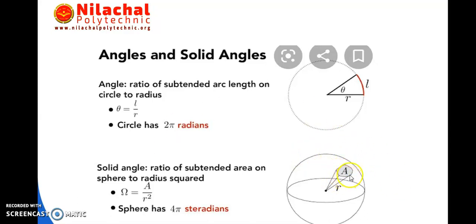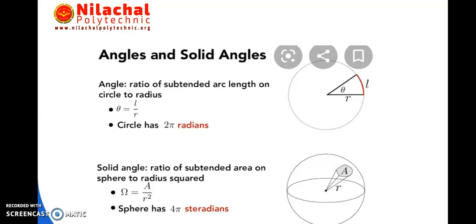The ratio of subtended area on the sphere to radius square, that is called a solid angle. It is denoted by the letter omega. So omega is equal to A by R square, area by radius square. You can say that a sphere has 4 pi steradians, and the angle is 2 pi radians.